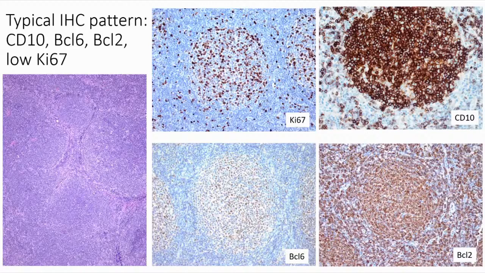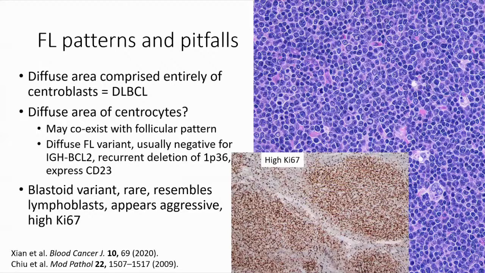There's a variety of pitfalls. If you have diffuse areas comprised entirely of centroblasts or other diffuse areas that are clearly a higher grade cell, then you're going to have either focal transformation or complete transformation to diffuse large B-cell lymphoma. And staining for meshworks can also be helpful in that setting. And that can be listed as a separate diagnostic line if you've got focal areas of transformation. But what if you have diffuse areas that are just centrocytes? They're not centroblasts, and that's fine.